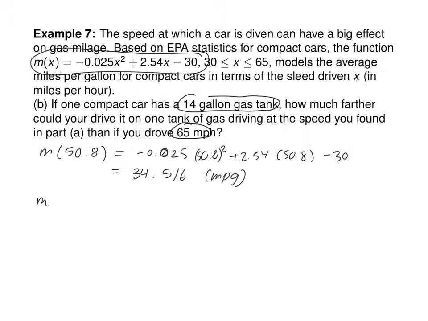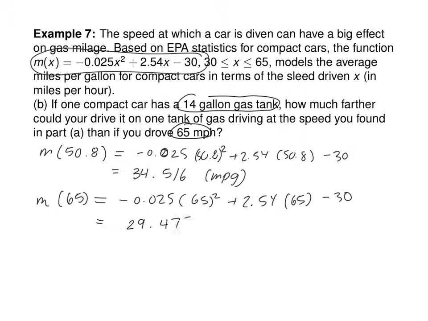How would you figure out your miles per gallon at 65 miles per hour? Plug it in. So negative 0.025 times 65 squared, plus 2.54 times 65 minus 30. And once you use the calculator, you get 29.475 miles per gallon. It's like, what, 5 mpg different, isn't it? Okay.